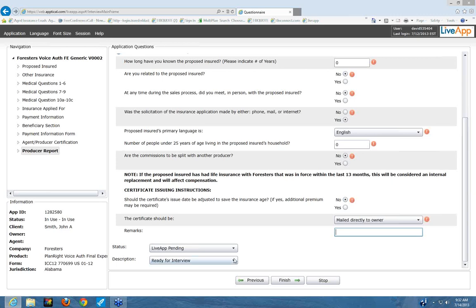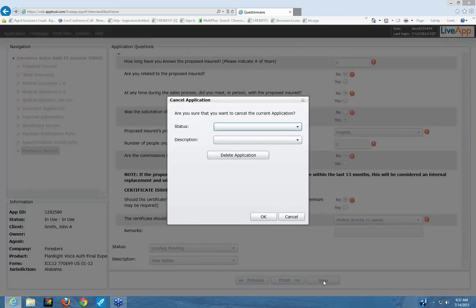You can save the information. So at any page, whether it's the payment information screen you were on or the medical questionnaire, wherever you were, at the bottom of it you'll have this status and description. And this is where you basically would hit save. So user action, and then you see this. I'm sorry, you hit the stop button.